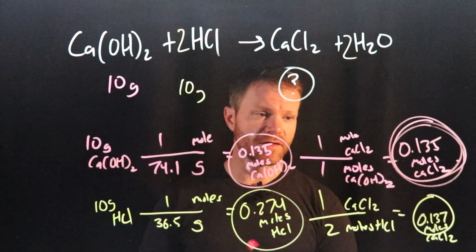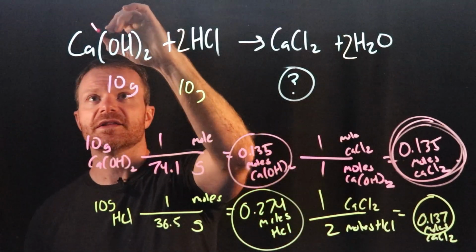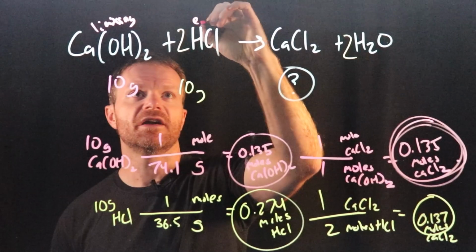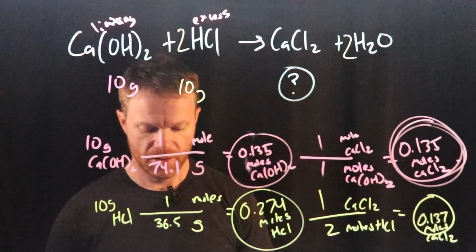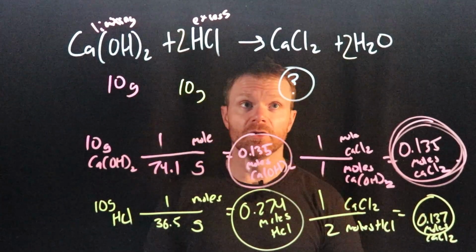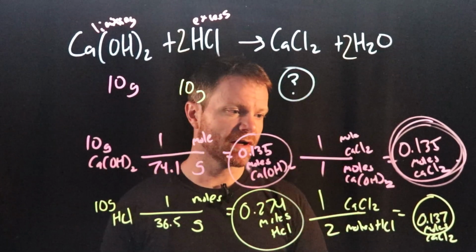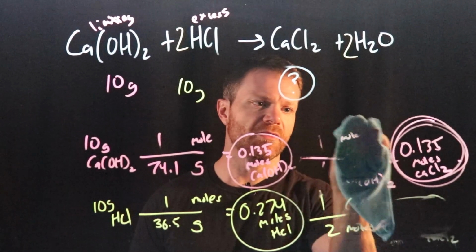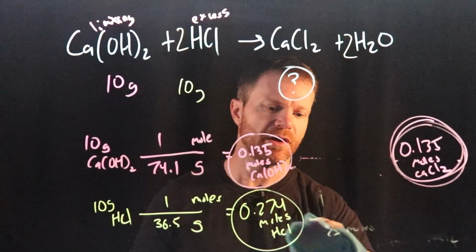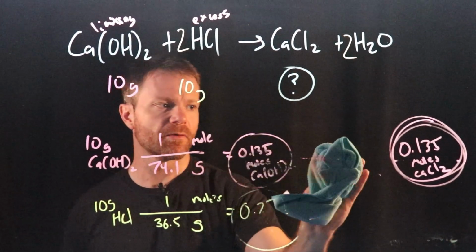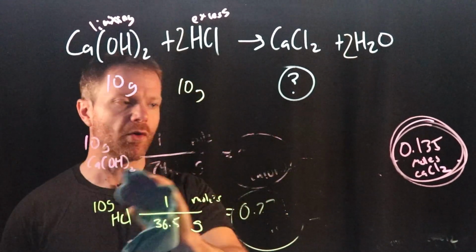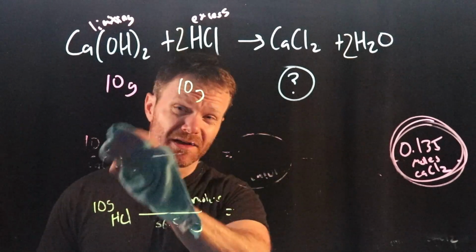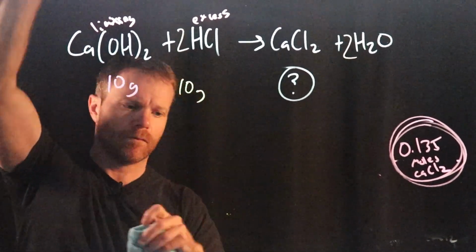So our calcium hydroxide is our limiting reactant. Therefore, our HCl is our excess reactant. Okay, so when we're calculating how much calcium chloride we're going to make, we don't need to think about our HCl at all. We just need to think about our calcium hydroxide. And we know already that we're going to make 0.135 moles of that calcium chloride with our calcium hydroxide. So it's going to be easy to convert that into grams.